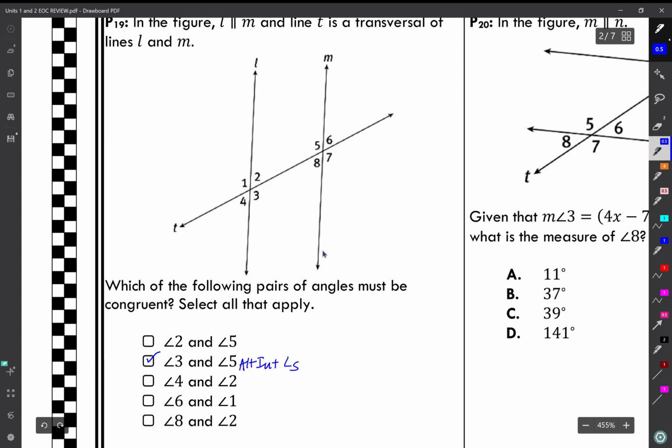Awesome. Next, angle 4 and angle 2. Those are also congruent. These are vertical angles. Angle 6 and angle 1. Those are not. Obviously, you can see one's obtuse, one's acute. Can't choose that one. And then let's look at angle 4 and angle 2. Again, those are alternate interior angles, so those are also congruent. So we have 3. What do we choose here?